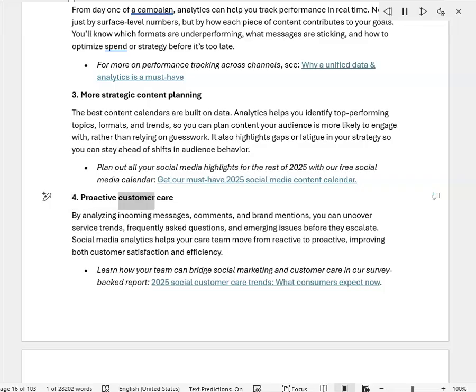4. Proactive customer care. By analyzing incoming messages, comments, and brand mentions, you can uncover service trends, frequently asked questions, and emerging issues before they escalate. Social media analytics helps your care team move from reactive to proactive, improving both customer satisfaction and efficiency.